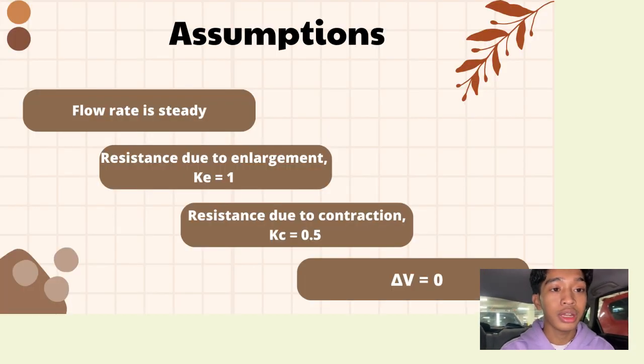Assumption: flow rate is steady, resistance due to enlargement Ke equal to 1, resistance due to contraction Kc equal to 0.5, the delta V equal to 0.